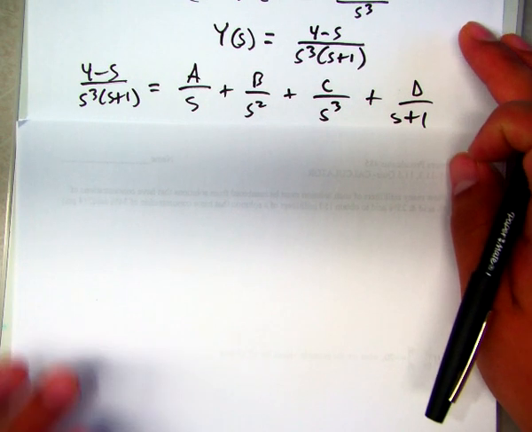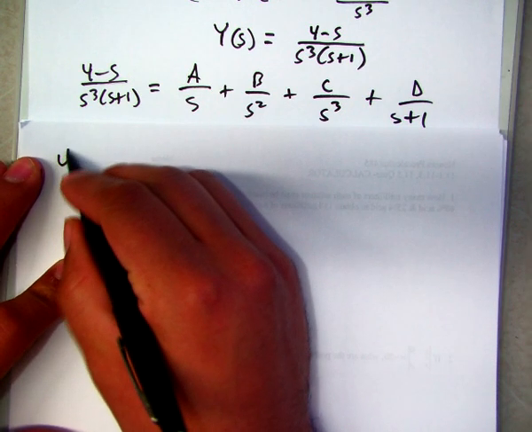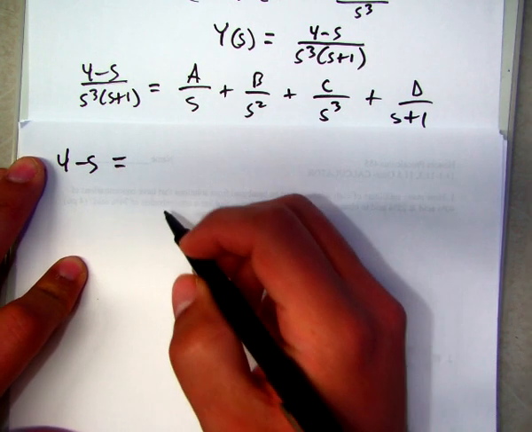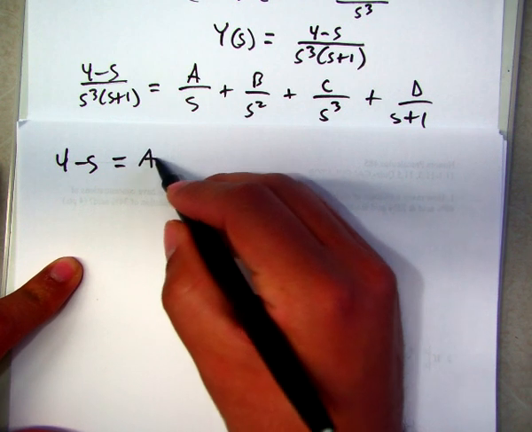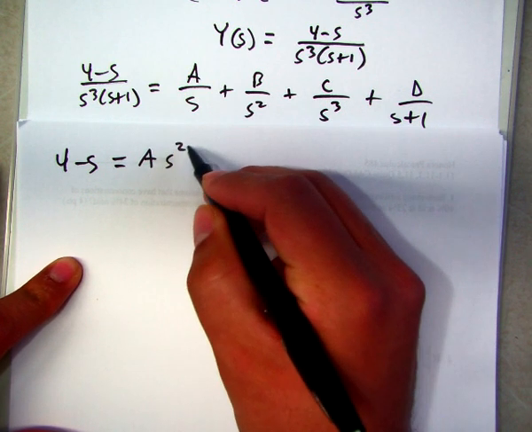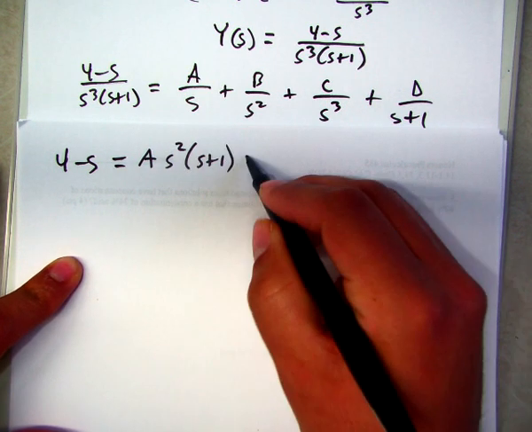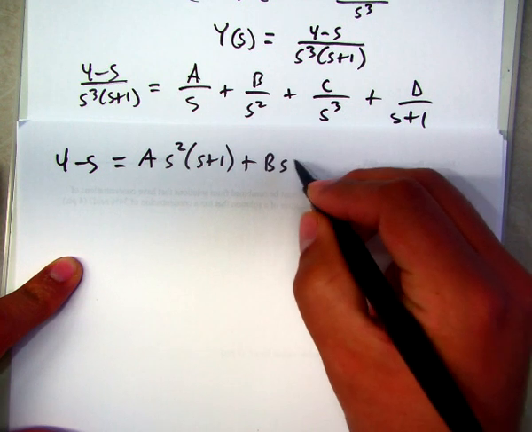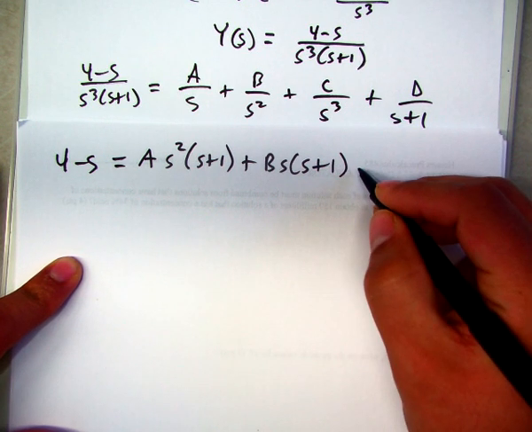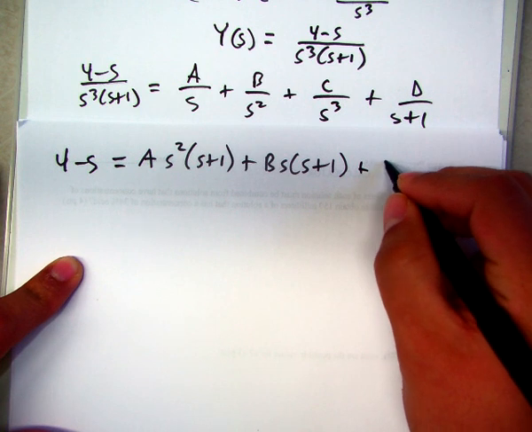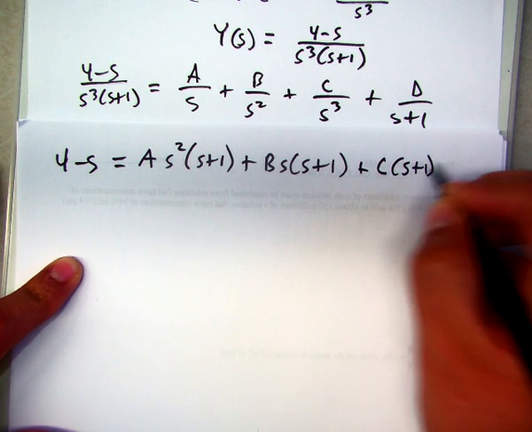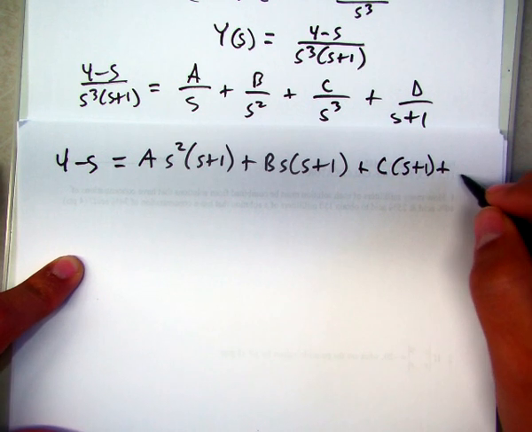Alright, clear the denominators. So we get 4 minus s equals As squared times s plus 1, plus Bs times s plus 1, plus C times s plus 1, and plus Ds cubed.